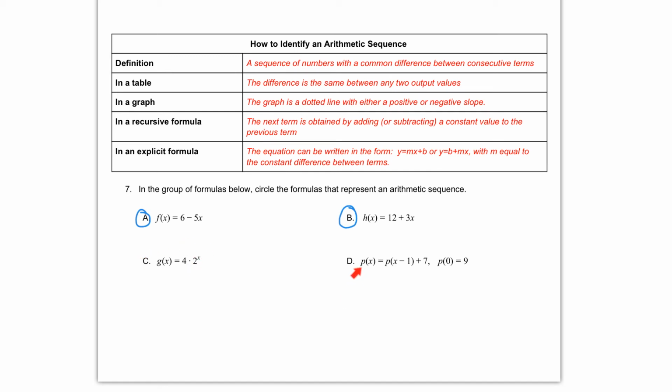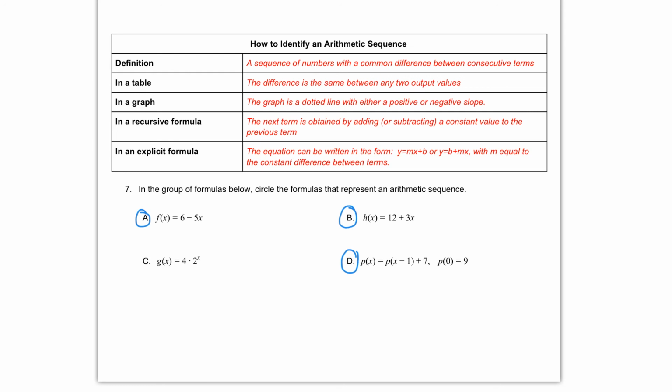And then that brings us to letter D. We have p of x is equal to p of x minus 1. This indicates that previous term, that we're adding 7 each time, and that our first term was 9. So this adding 7 each time right here indicates to us that we do have an arithmetic sequence, so we can also circle D.